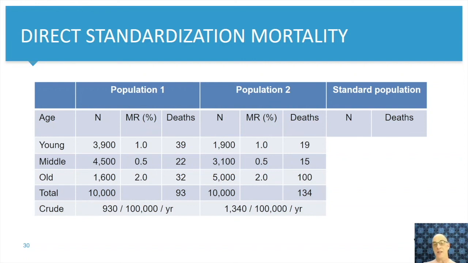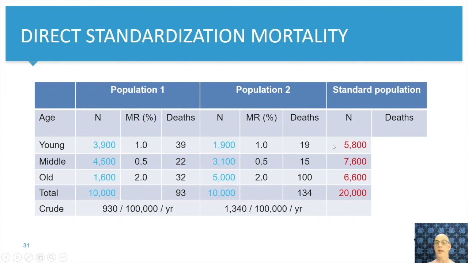An easy way to get a standard population is just to add the population numbers of the two populations that you want to compare. And that is what I did here. So I added these 3,900 young together with the 1,900 young in population 2 to come together with 5,800 young people in the standard population. And I did that for all three. And by adding them, of course, now I have a standard population of 2 times 10,000, which is 20,000.